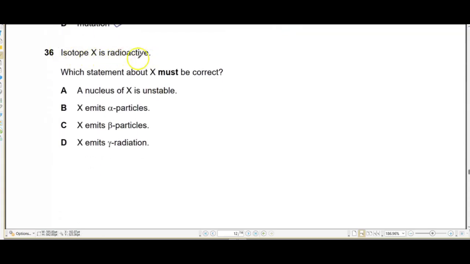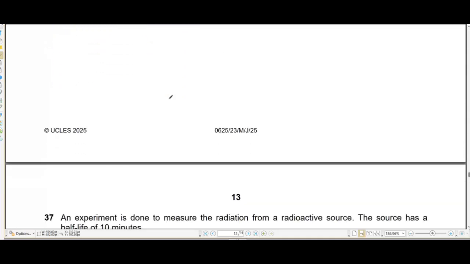Question number 36. Isotope X is radioactive. Which statement about X must be correct? A nucleus of X is unstable. Yes, this is the correct option because the nuclei of radioactive particles are unstable, as opposed to the ones that are not radioactive. So this is our correct option. And X emits alpha particles or beta particles or gamma radiations. This can be anything. All of these can happen, but this is something that is a must. So A is our correct option.